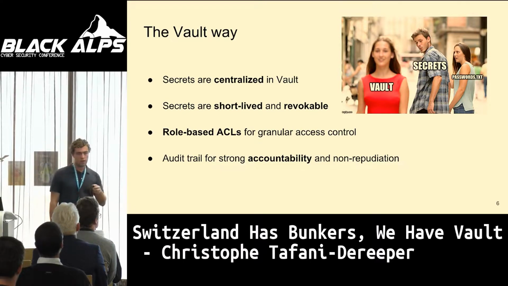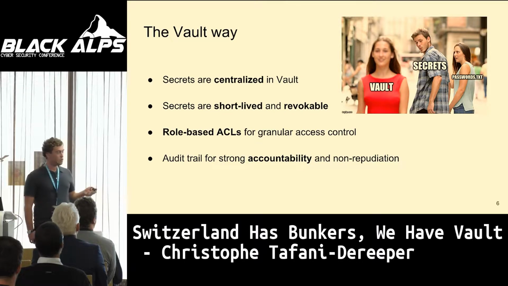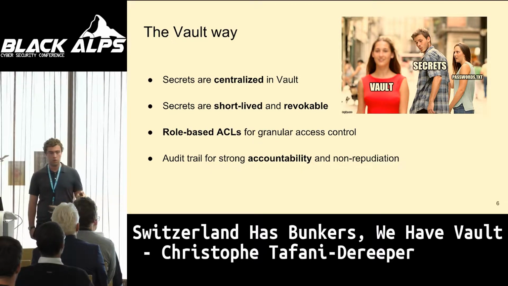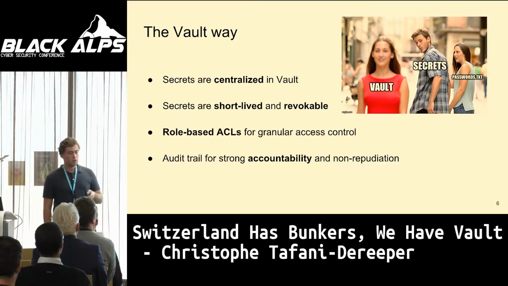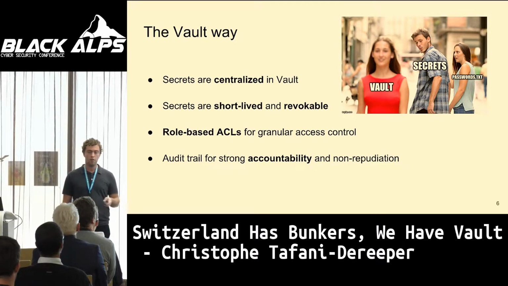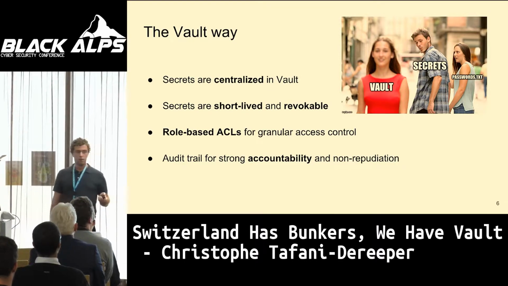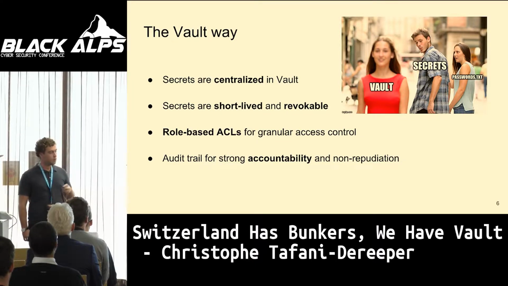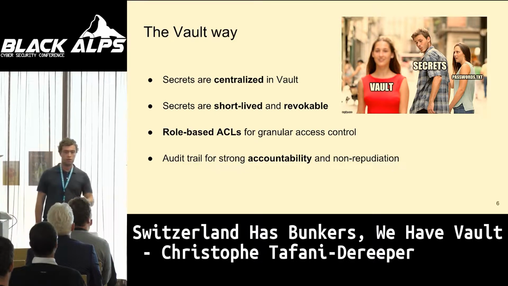So the way Vault, and typically all similar solutions, do it is by providing a centralized way to store the secrets, by having secrets that are as much as possible short-lived and revocable, and also to have access control lists that are based on roles, so that users and applications can access secrets in a granular way. And the last thing we want is some kind of audit trail that allows us to know when secrets are accessed and by whom, which gives us accountability for the secrets that are being used.